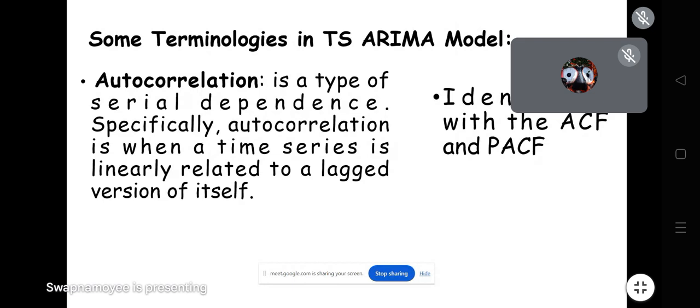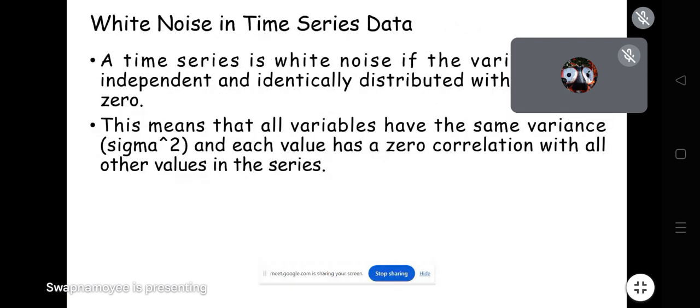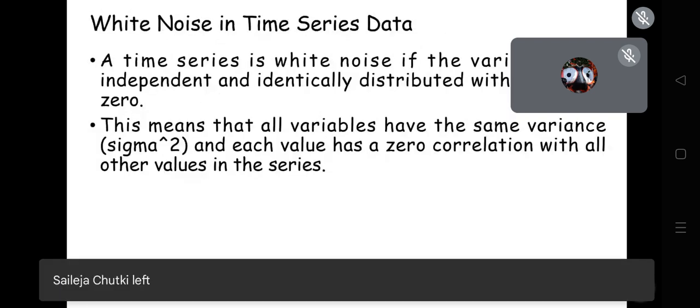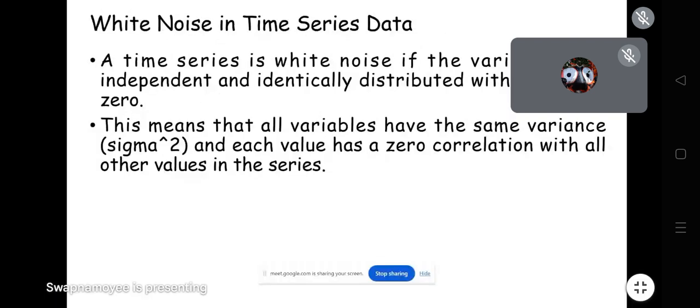Now, leaving this, some other important terms. One was autocorrelation. Another is white noise. Very often you hear this term white noise in time series data. So what is white noise? It is when the variables are independent and identically distributed with mean 0. That means there is no seasonality or trend, and then it is white noise. This is apt for forecasting. So this is what is termed white noise of your time series data, which is good for forecasting.